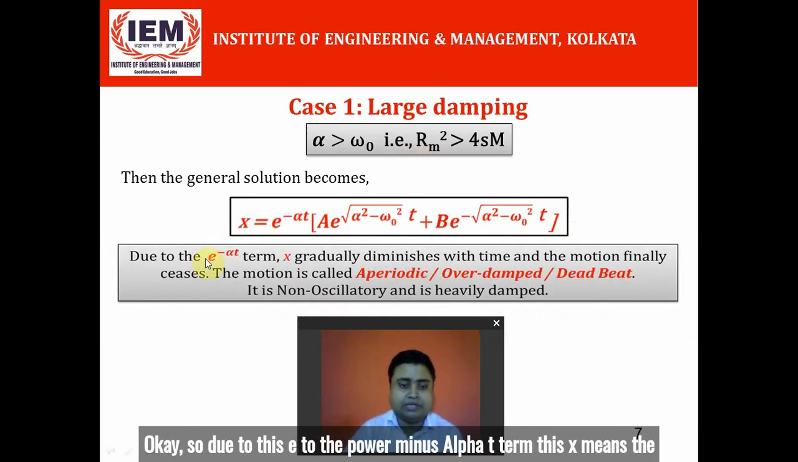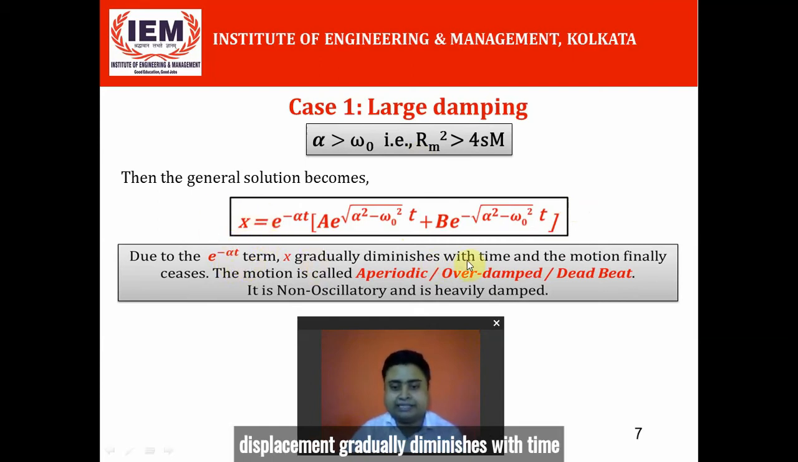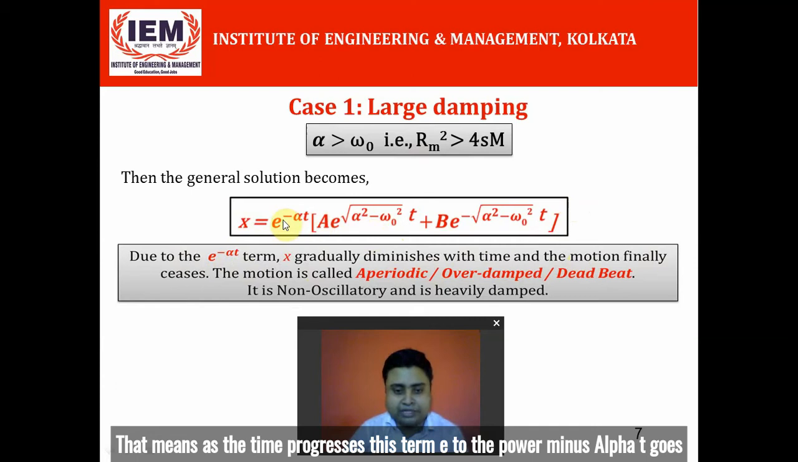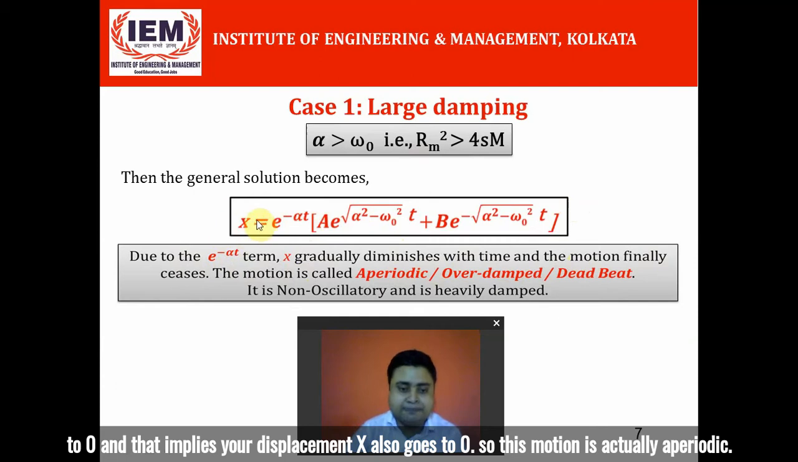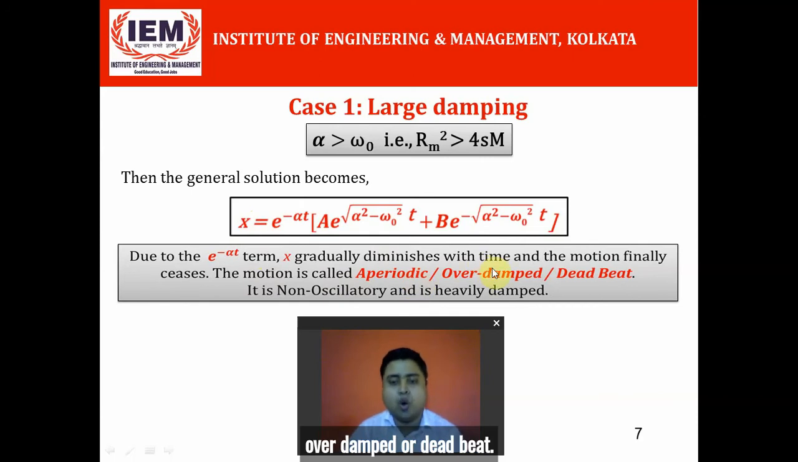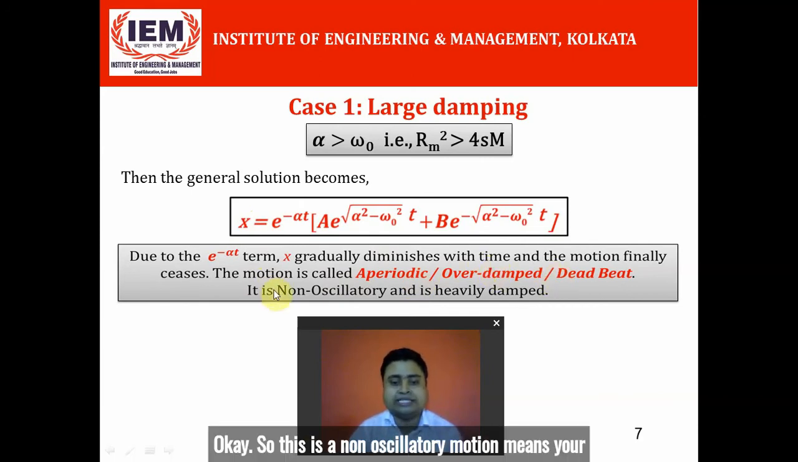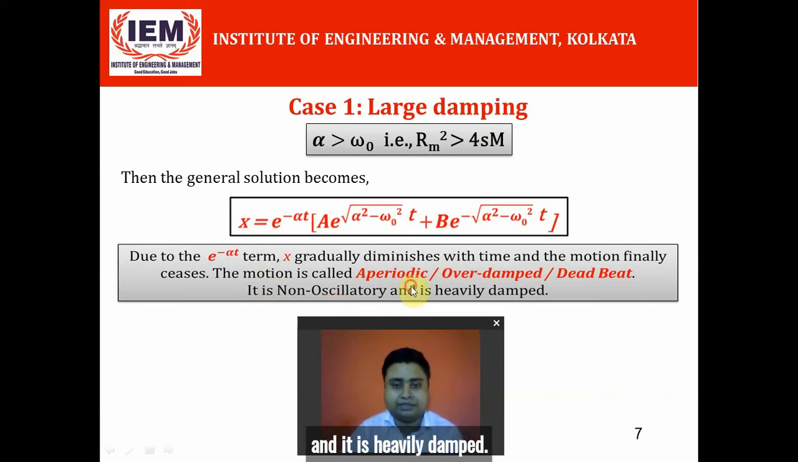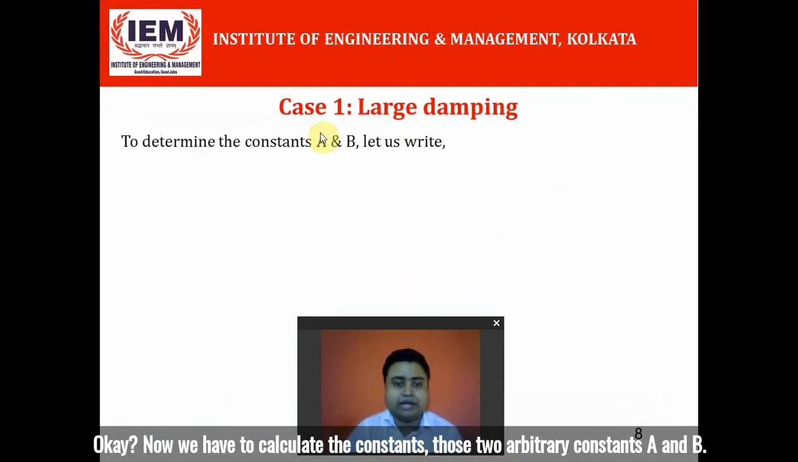Due to this e to the power minus alpha t term, the displacement x gradually diminishes with time and the motion finally ceases. That means as the time progresses, this term e to the power minus alpha t goes to 0, and that implies your displacement x also goes to 0. So this motion is actually aperiodic, overdamped or dead beat. This is a non-oscillatory motion, meaning your oscillator under large damping is no more oscillating and it is heavily damped. Now we have to calculate those two arbitrary constants a and b.